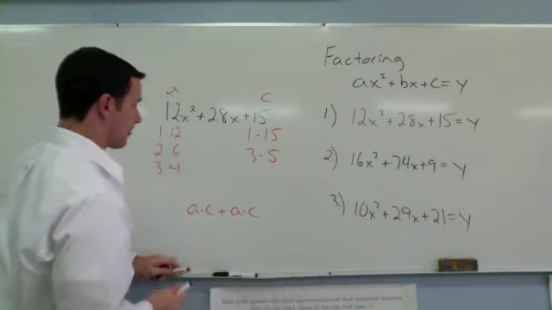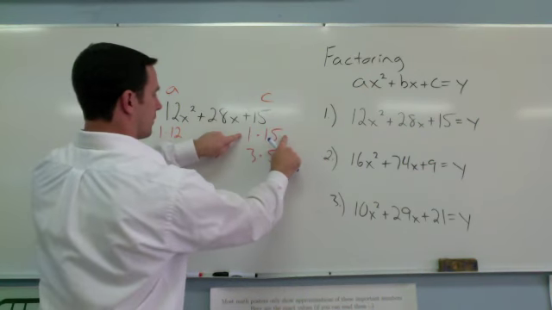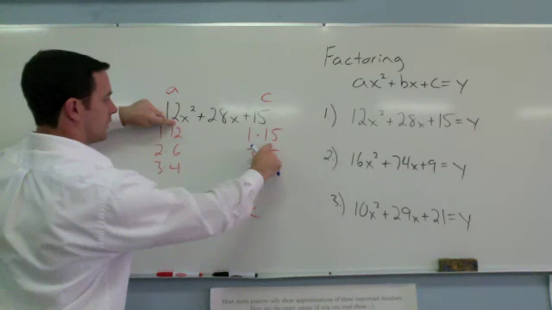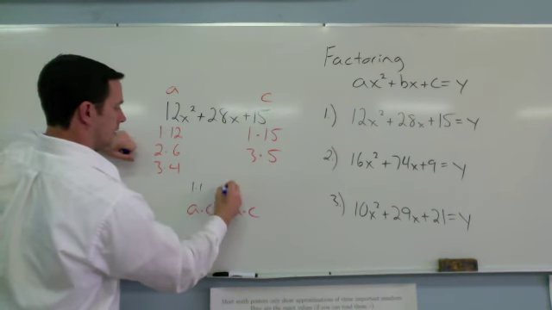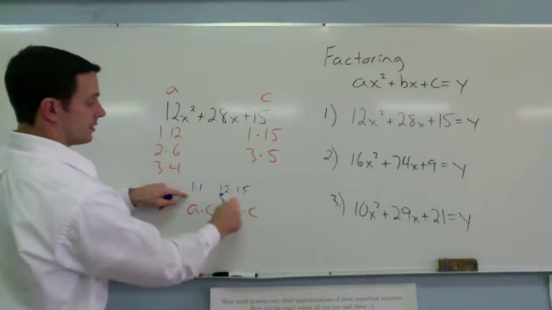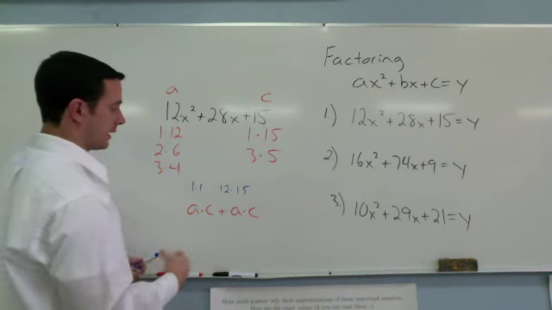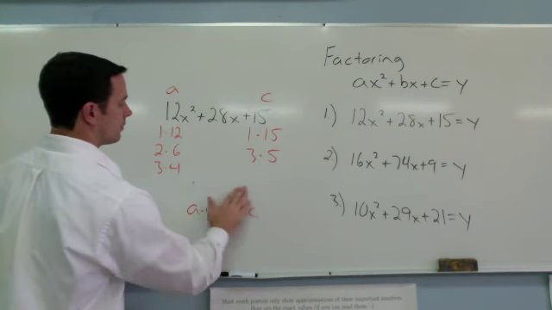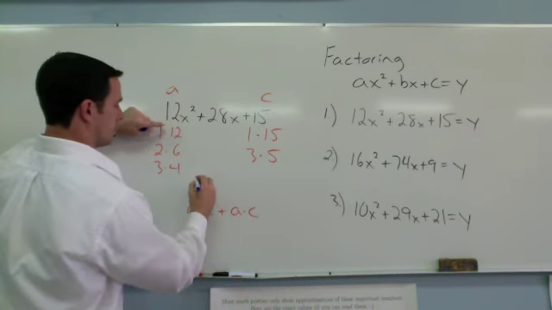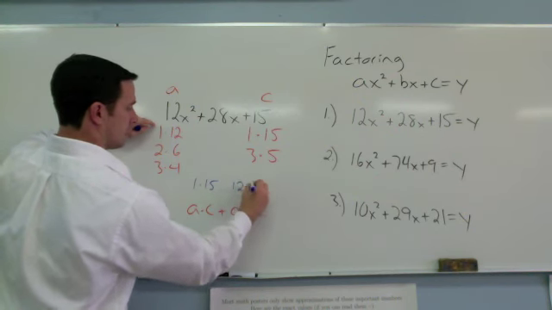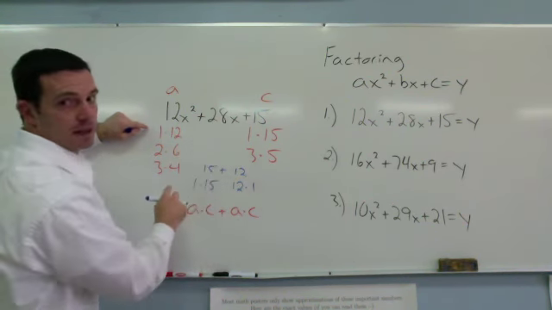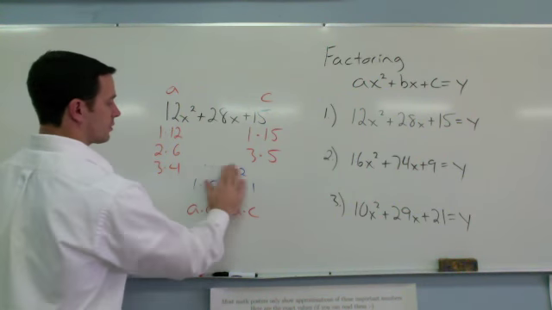So, let's start looking. I'm going to take this group and compare it to this group first. If I do 1 times 1 and then 12 times 15, will this give me 28? No, this is obviously too big. You don't even have to bother multiplying it. You can tell by looking, it won't work. Reverse the numbers. Do 1 times 15, 12 times 1. This gives me 15 plus 12. Does that give me 28? No. Therefore, this group doesn't work.